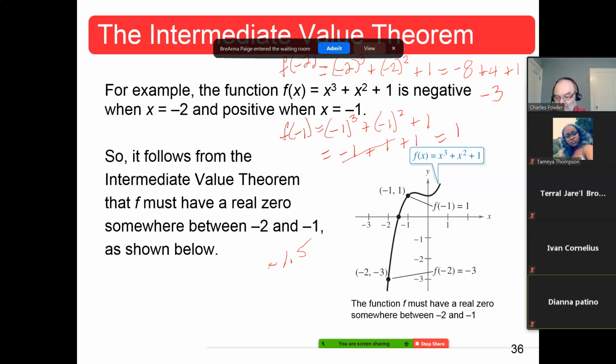So I'm not going to use the calculator. I'm going to put that aside, and I guess I'm going to have to do this by hand. So what is f of negative 1.5? That would be negative 1.5 cubed plus negative 1.5 squared plus 1. Now this is a pain. Negative 1.5 cubed, let's see if the calculator's opened up yet.